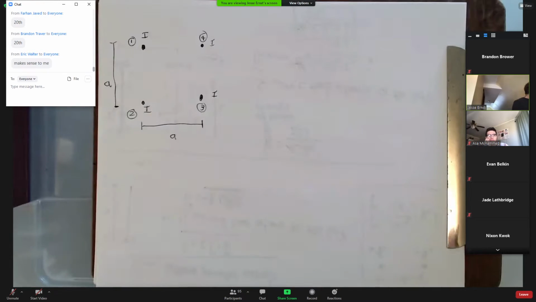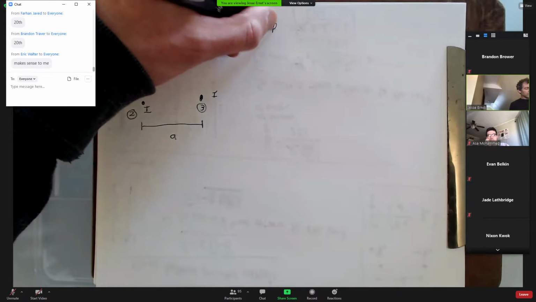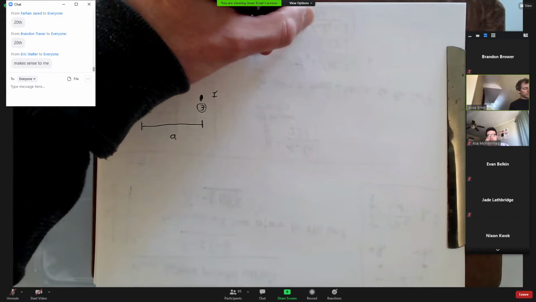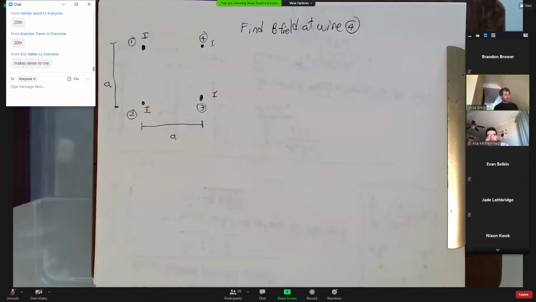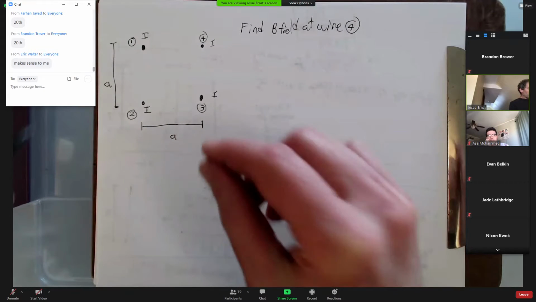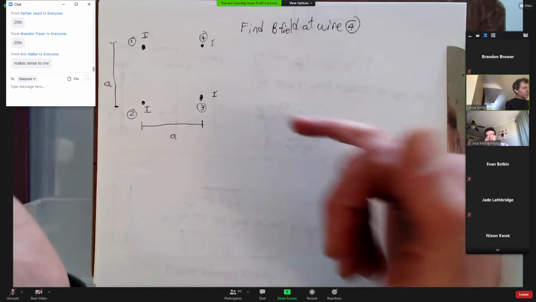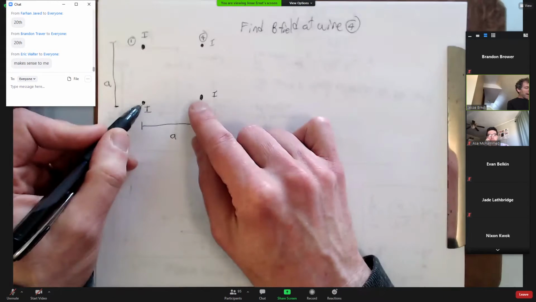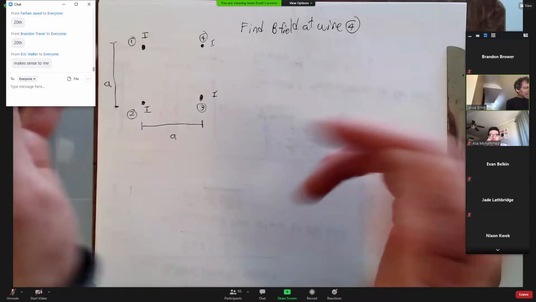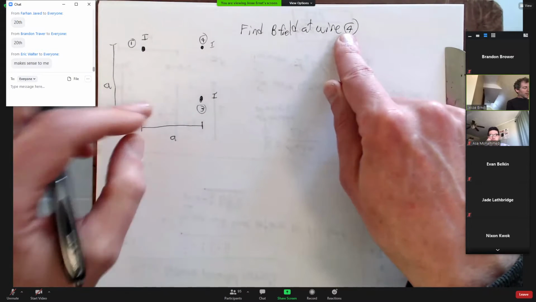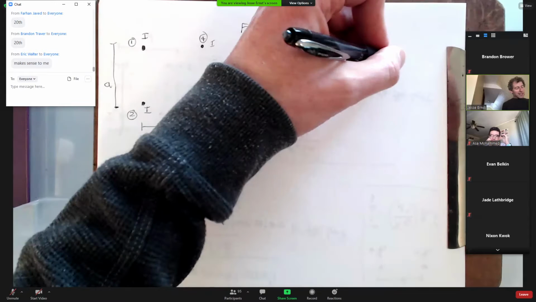Okay, let's find the B field at wire 4, okay? Again, this is what trips some people up on exams or quizzes or whatever. You really want to break problems down back into the elementary problems that you know. And so as soon as you see this, the first thing you want to do is go back to something easier.